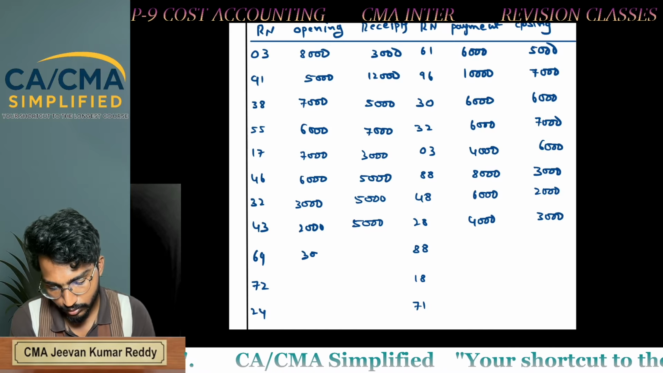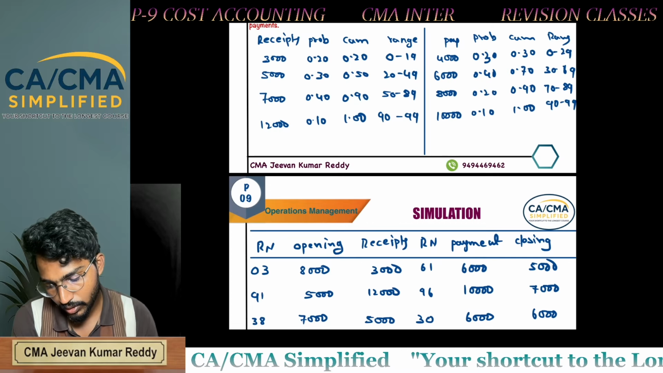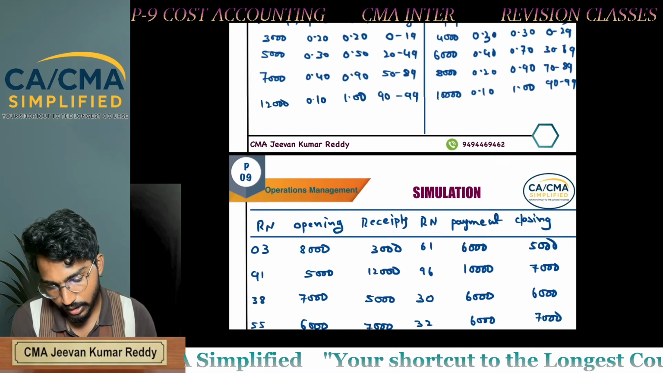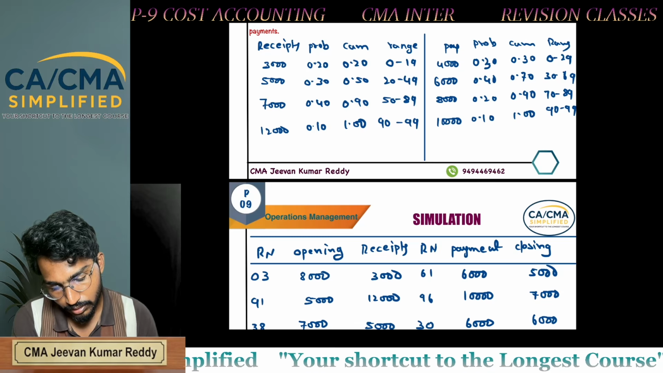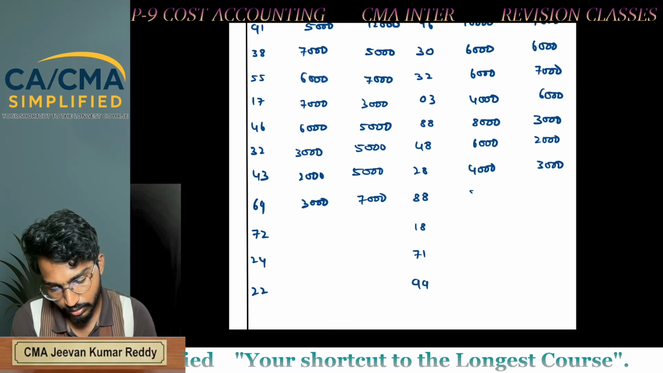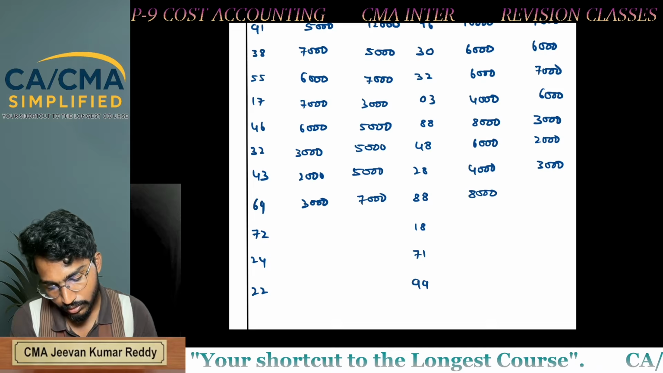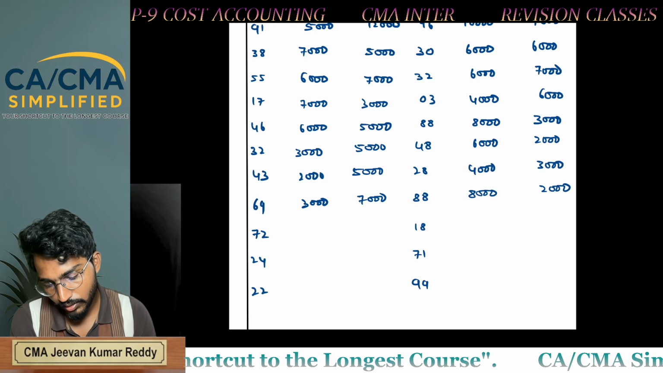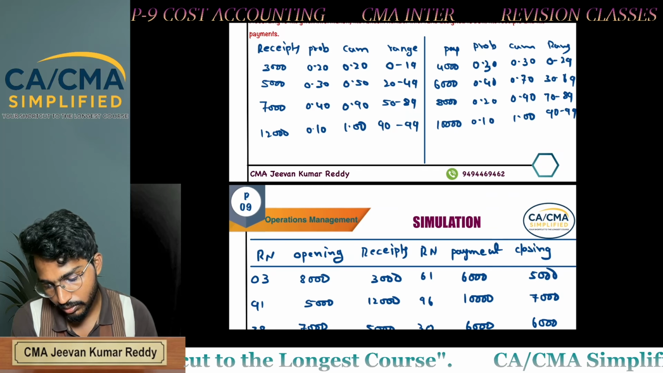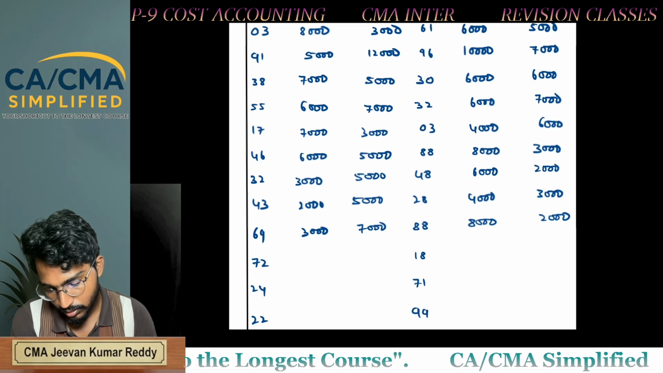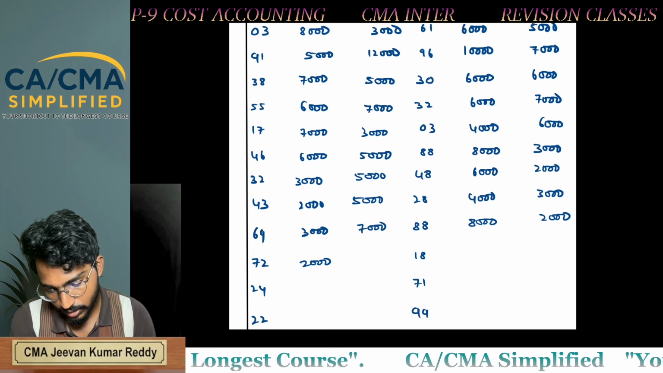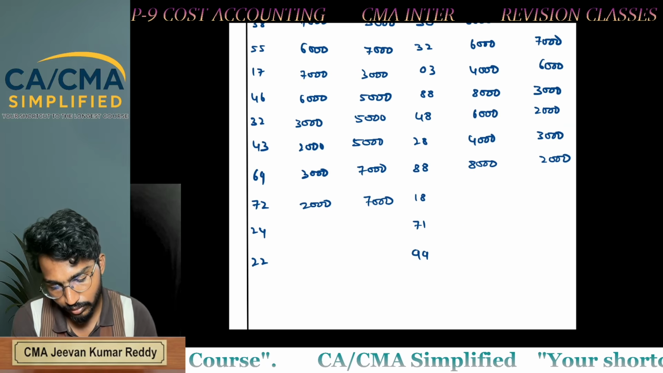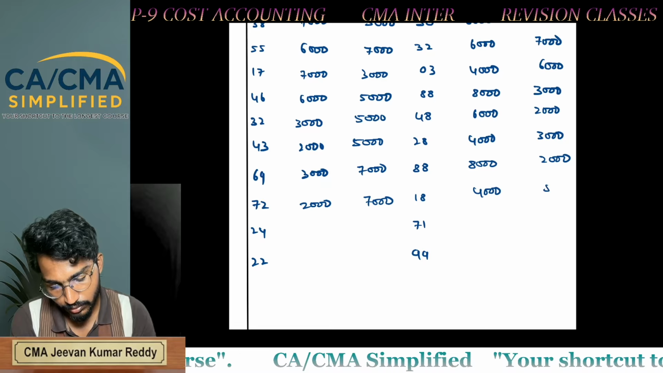So opening is 3,000. 69. That means we received 7,000. Total 10,000. 88. That means 8,000. We paid 8,000. So 10,000 minus 8,000, 2,000. Next, 72. We received 7,000. 2,000 plus 7,000. 18. We paid 4,000 with 5,000.